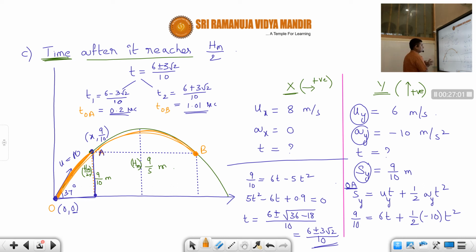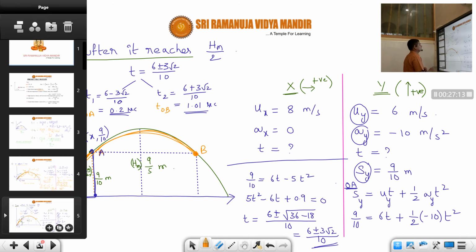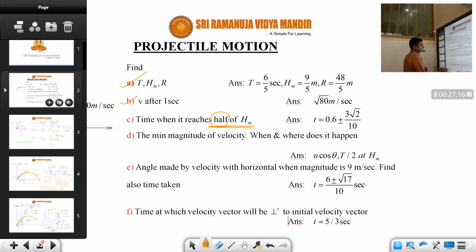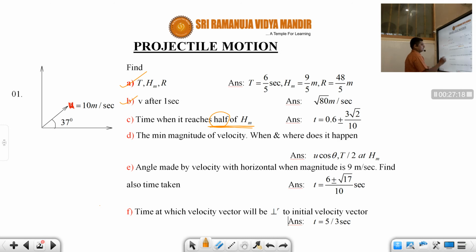So there are two answers for this, because they didn't specify whether it is the time before it reaches maximum height or after it reaches half of the maximum height. Therefore we have to tell both answers as correct. So that is the C part. I hope you understood this one, C part.